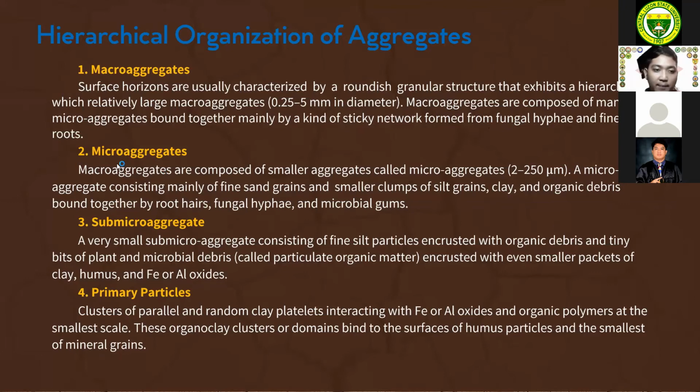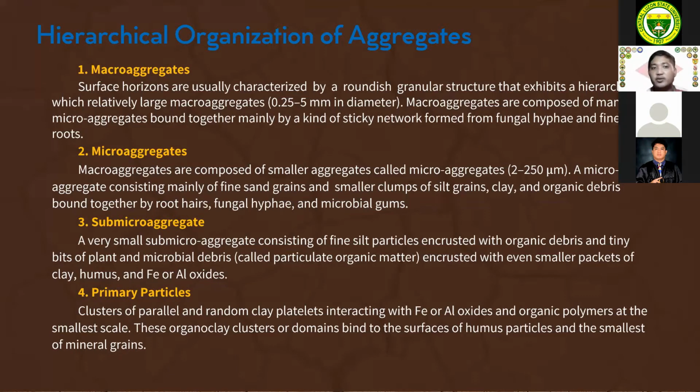So below that, we have what we call the microaggregates. These are composed of smaller aggregates, with size ranging from 2 to 250 micrometer. A microaggregate consists mainly of fine sand grains and small clumps of silt grains, clay, and organic debris bound together by root hairs, fungal hyphae, and microbial gums. Then that microaggregate is composed of sub-microaggregates. Then sub-microaggregates are composed of those primary particles.